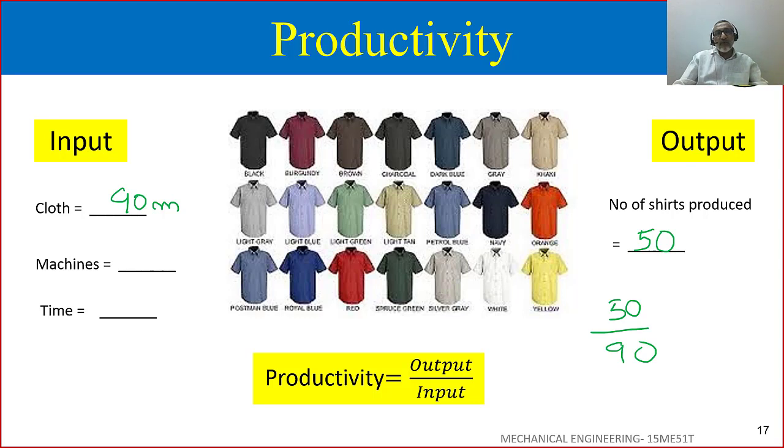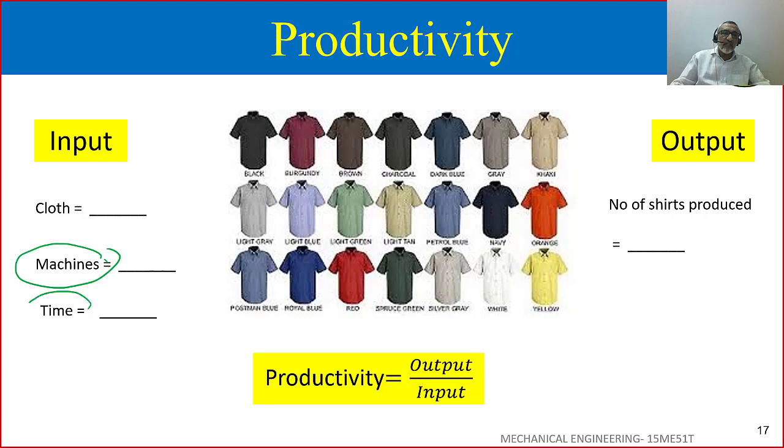So that means the productivity can be increased by decreasing the input for the same output, or by increasing the output with the same input. And I talked only about cloth, but we should consider the machines, we should consider time. All factors have to be considered.